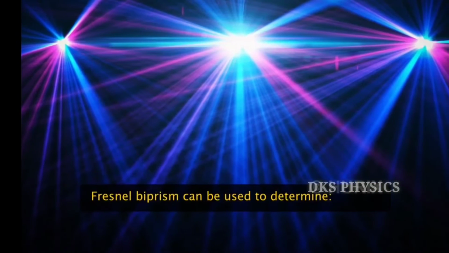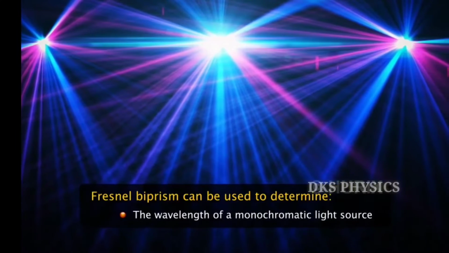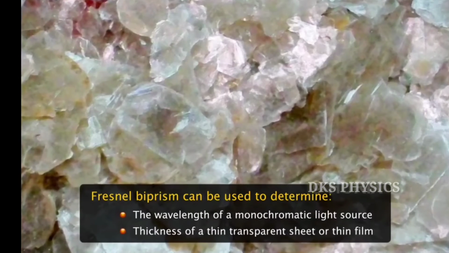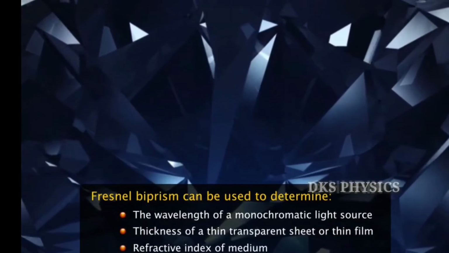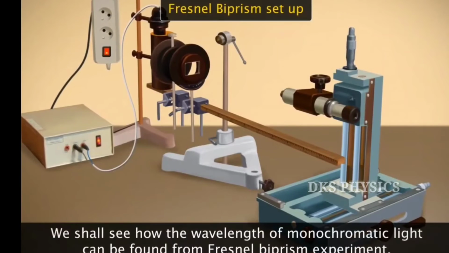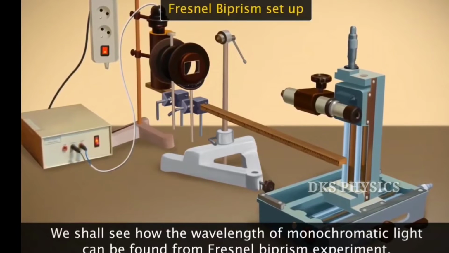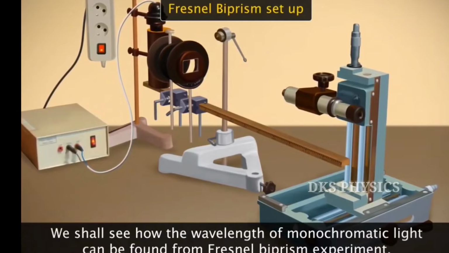Fresnel biprism can be used to determine the wavelength of a monochromatic light source, thickness of a thin transparent sheet or thin film, refractive index of medium, etc. Let's see how the wavelength of monochromatic light can be found from Fresnel biprism experiment.